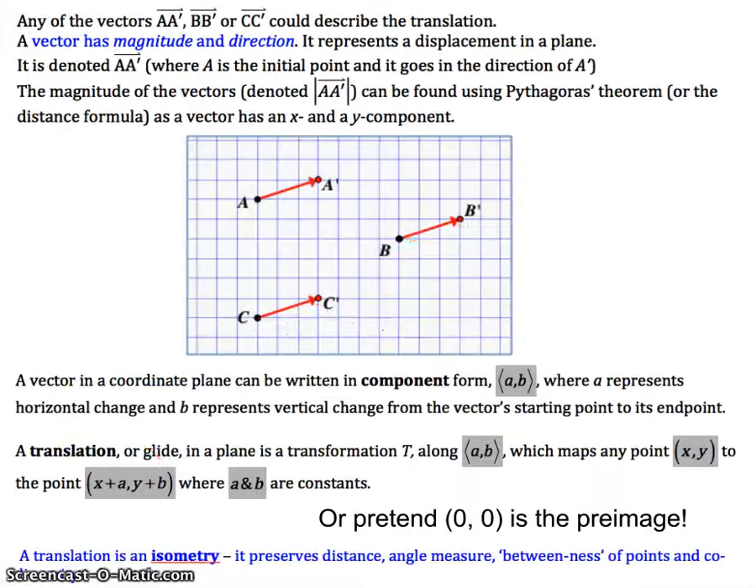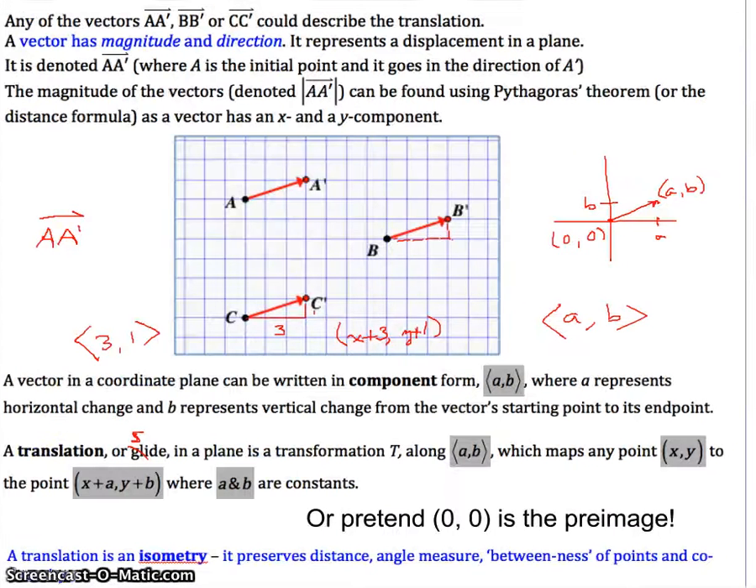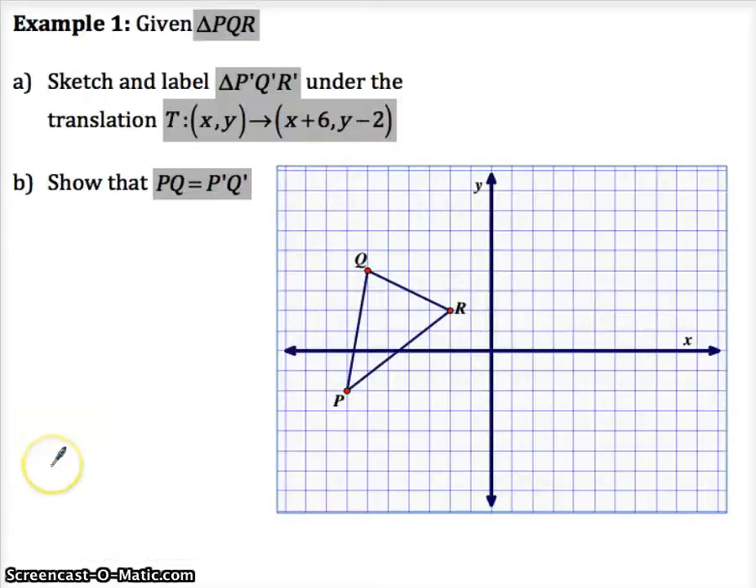Okay, where are we at now? On the next page. All right, now let's do some problems. Sketch P prime, Q prime, R prime under the translation described by this. So all the x coordinates are going to get 6 added to them, and all the y coordinates are going to get -2 added to them. This could also be written this way. This would mean exactly the same thing, in case you like that better. It means take all these points, go over 6, and down 2.